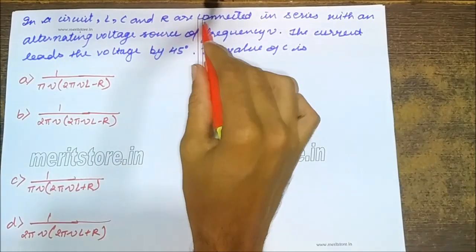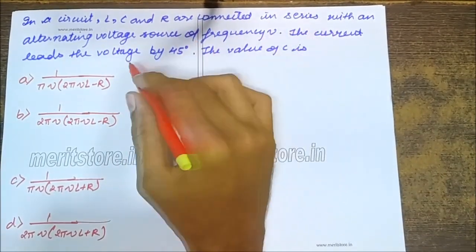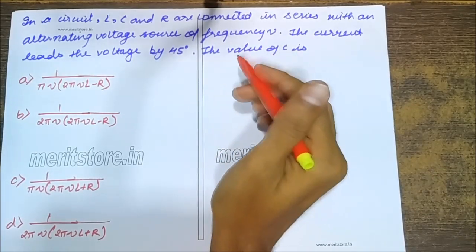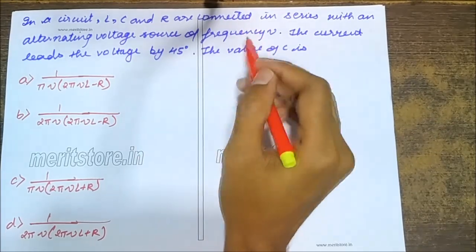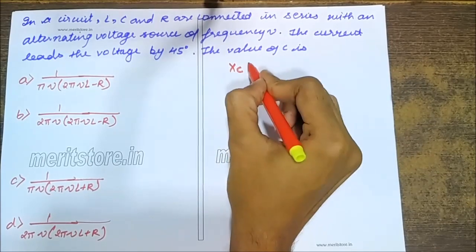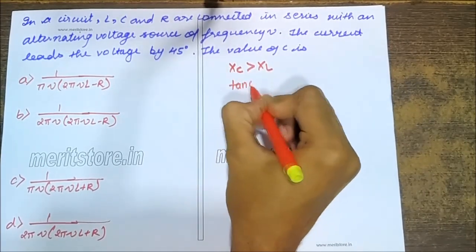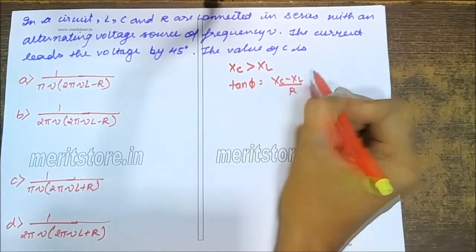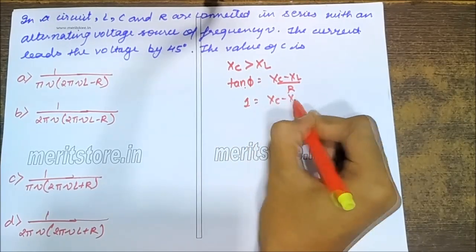In a circuit, LCR are connected in series with an alternating voltage source of frequency nu. The current leads the voltage by 45 degree. The value of C is? Here the current is leading the voltage by 45 degree. Therefore in this situation where the current is leading, the capacitive reactance is greater than the inductive reactance. We have the formula tan phi is Xc minus XL upon R, where tan 45 becomes 1, so 1 is equal to Xc minus XL upon R.